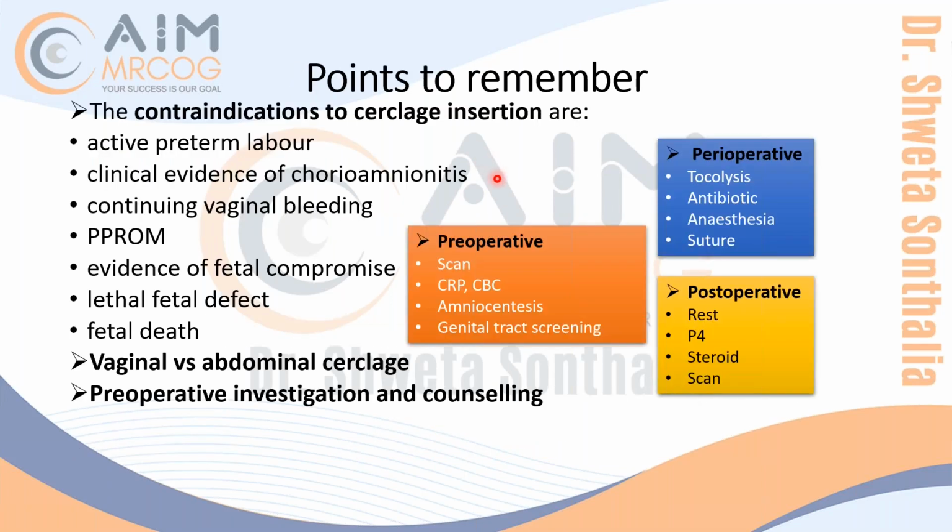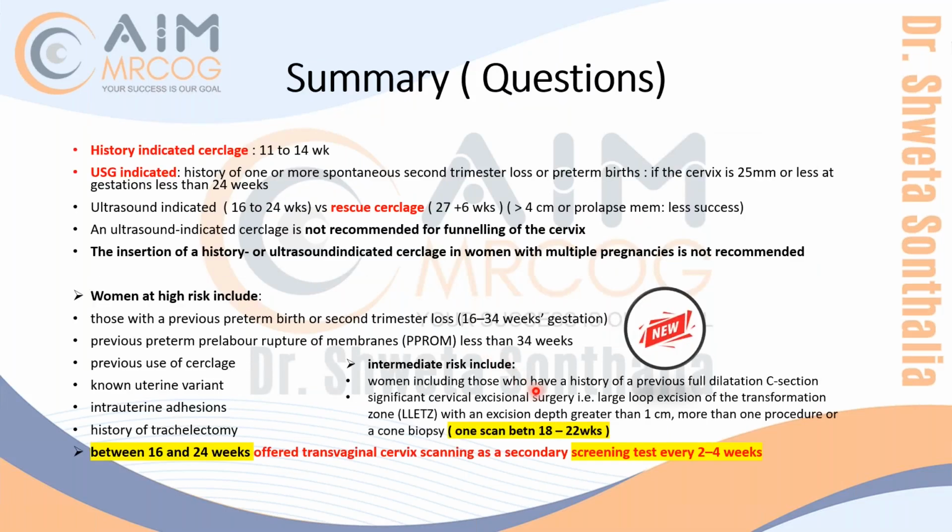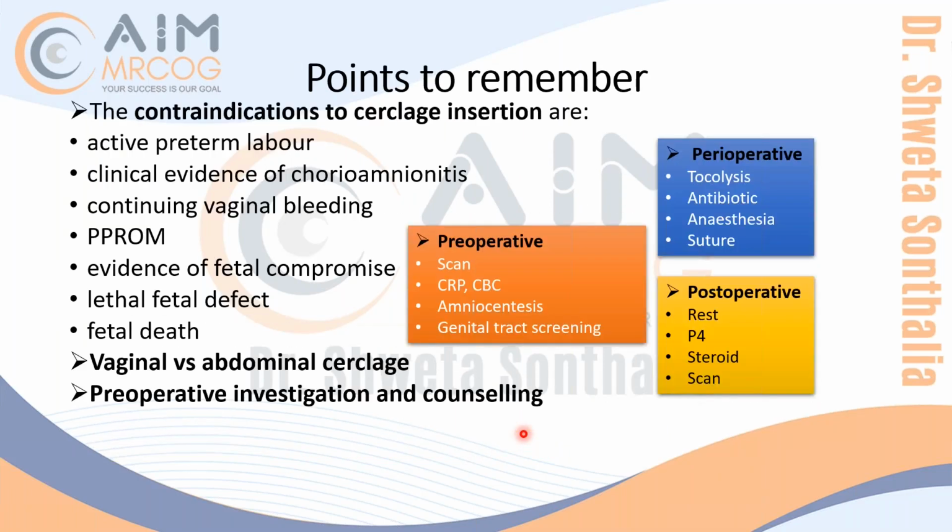Okay, good. Now, preoperatively, you will do the scan for sure because you want to rule out anomaly. You don't want to do cerclage for an anomalous baby. We saw lethal defect you're not going to do. So you'll do scan, CBC, CRP, amniocentesis if needed. And genital tract screening is not required routinely. My dear, here you will do every 2 to 4 weeks and here you will do only one scan. In intermediate risk, only one scan.